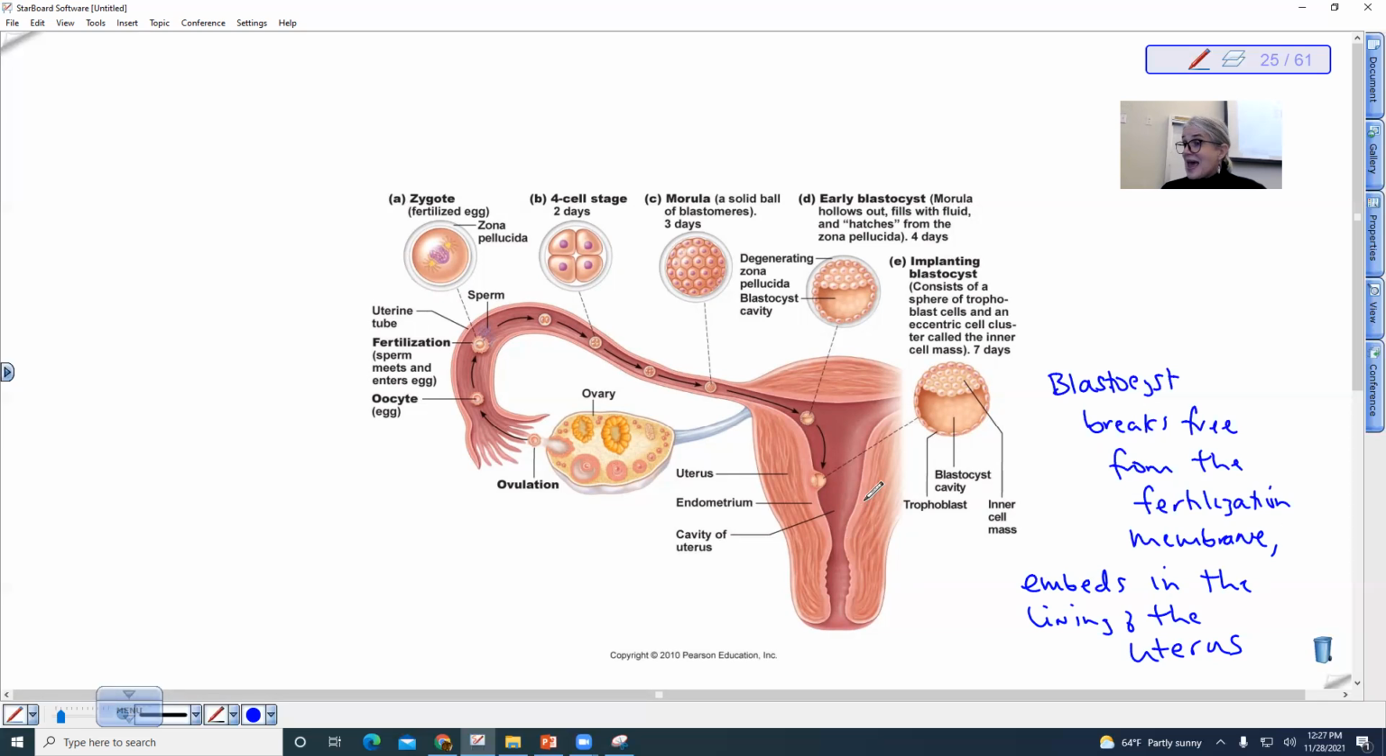So that would be the endometrium. That is the functional layer of the uterus that has been prepared. It is vascular, it is glandular, it's feeding the embryo prior to the development of the placenta.